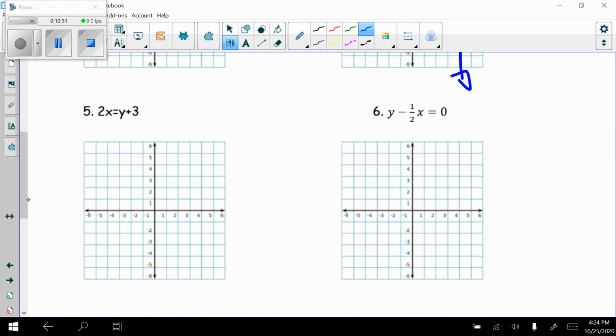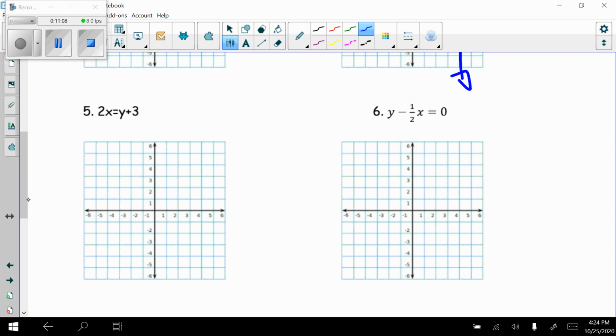Let's look at our next example, number 5. 2x equals y plus 3. All right, so I notice that this one has x and y on different sides of the equation. However, they're not together, right? So since I have an x on one side and a y on the other side, the 3 is on the other side with the y, I have options. I could go ahead and put it in standard form, find my x and y intercepts, or I could put in slope-intercept form, find my slope and my y-intercept. This is a complete preference.